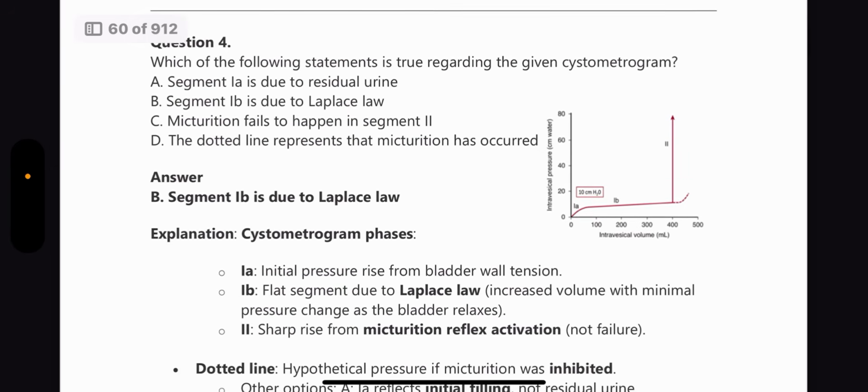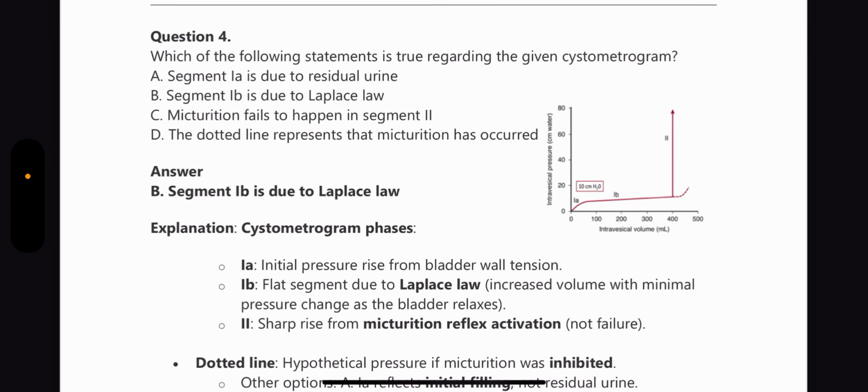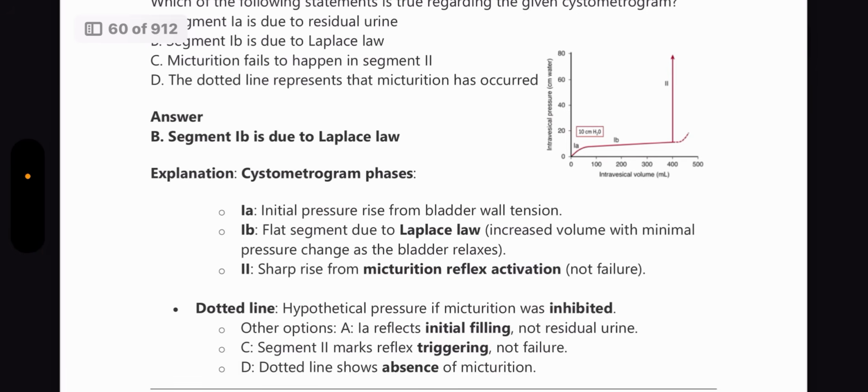Which of the following statements is true regarding the given cystometrogram? Again, cystometrogram images are coming up recently, important. So segment 1B is due to the Laplace law. 1A is the initial pressure rise from the bladder wall tension. 1B is the flat segment because of the Laplace law: increased volume with minimal pressure change as the bladder relaxes. And 2 is the sharp rise from micturition reflex activation and not the failure.